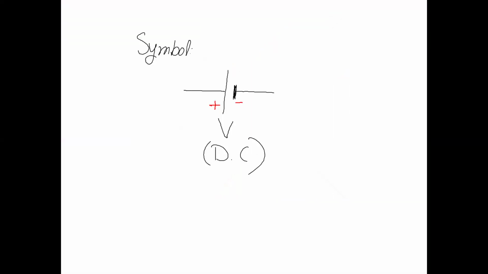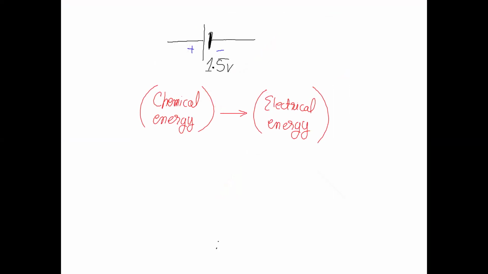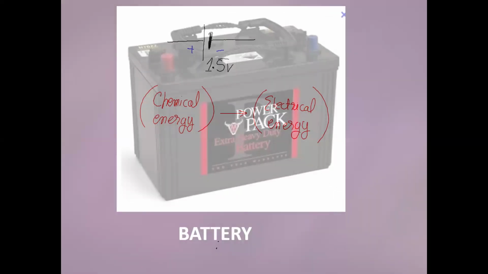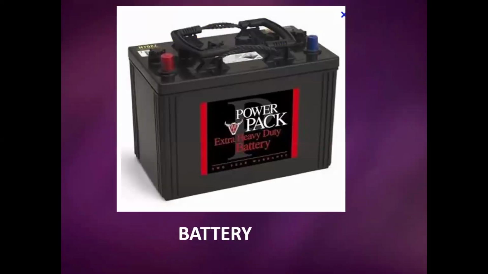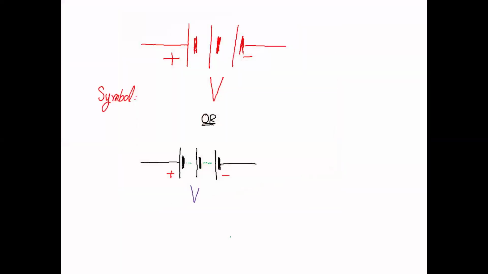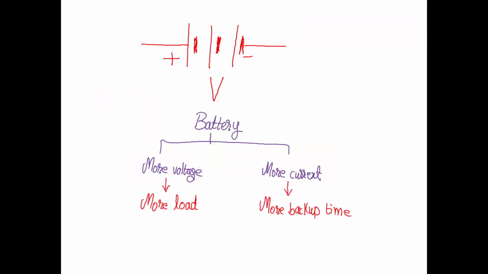This is the symbol for a cell, and normally cells have a limited output. When you combine a number of cells, you get a battery, and these are the symbols for a battery, where you are combining a number of cells. Normally, when we make a battery, we combine the cells. There are two main purposes of making a battery: we get more voltage and we get more current.